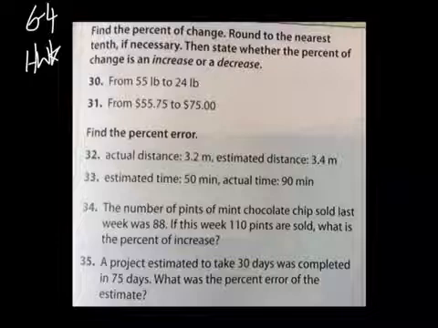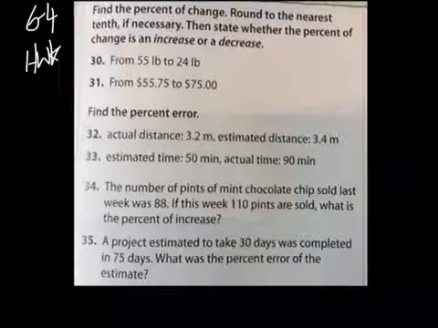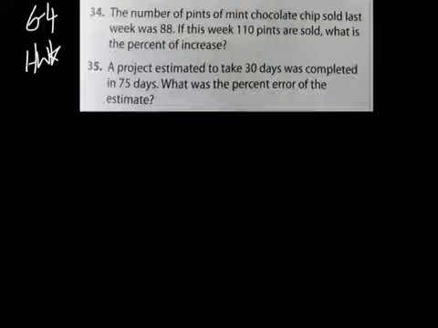Oh, okay, here we go. This is something we haven't looked at, and what tends to happen sometimes is that people make an estimate, right? They're saying a project estimated to take 30 days to complete. So they say, oh yeah, we can do it in 30 days. But in reality, it turned into 75 days. Okay? Estimated to take 30 days was completed in 75 days. That's a huge error. That's more than double the amount, right? So what was the percent of error estimated? Clearly more than 100%, right?